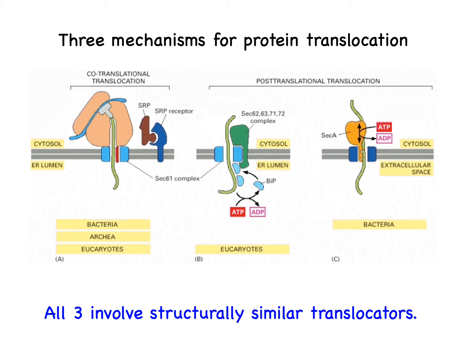The other two mechanisms, one found in eukaryotes and one in bacteria, involve post-translational translocation. In other words, the peptide is made first in the cytosol, and then it's translocated through the membrane, and again in an energy-dependent fashion. So all three of these involve structurally similar translocators, even though they have slightly different mechanisms.